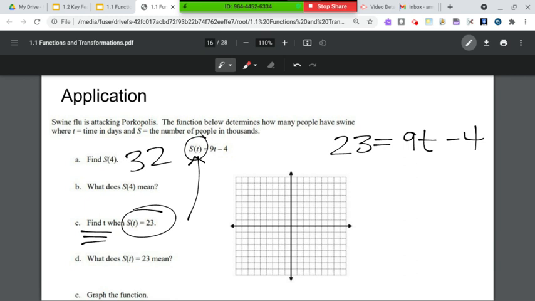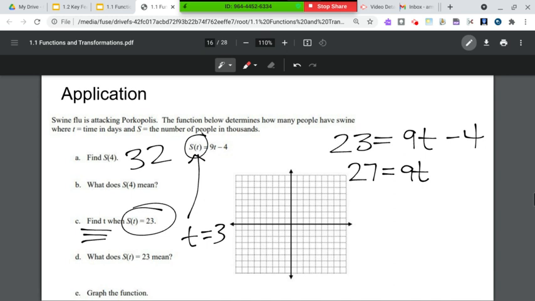2.1. Add 4, so 23 plus 4 is 27 equals 9t. T equals 3. And what does that mean in the context of the problem? 3 days, or after 3 days, what? 23,000 people have this. Yes. Okay. Perfect. Got it.